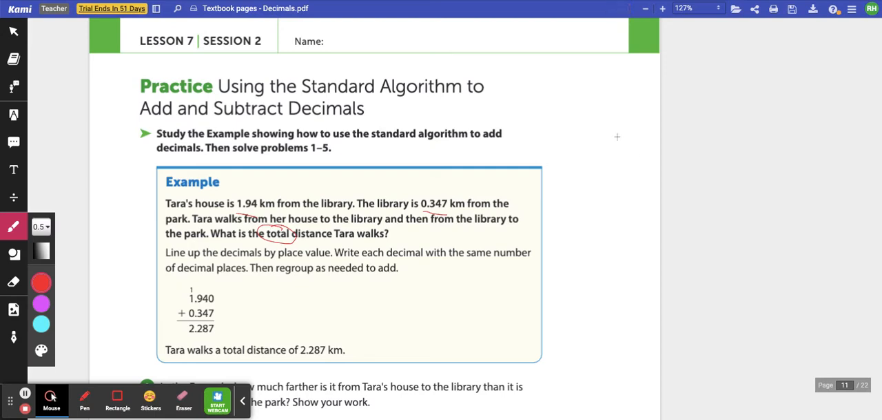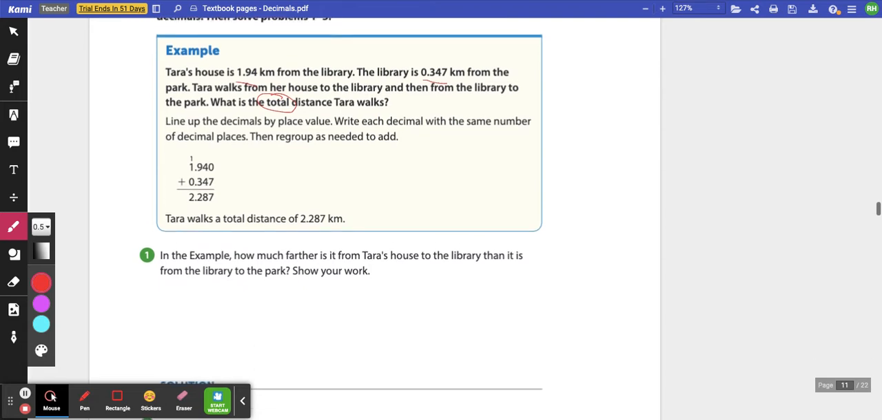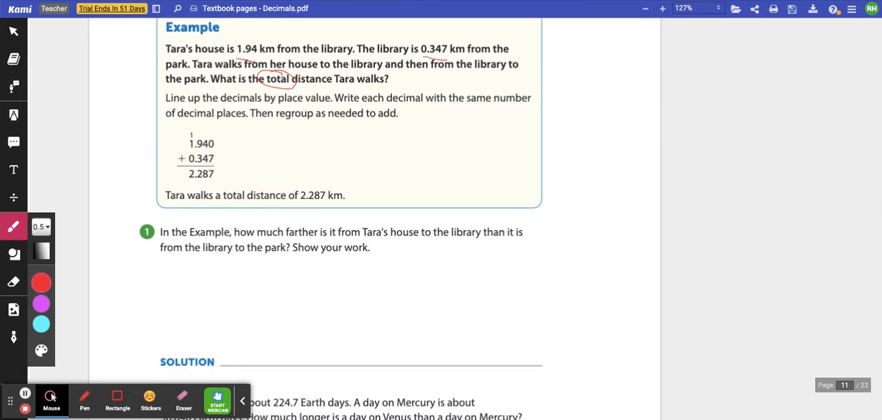Lesson 7, Session 2, we're adding and subtracting decimals. In the example, Tara's house is 1 9400 kilometers from the library. The library is 347 thousandths kilometers from the park. Tara walks from her house to the library and then from the library to the park. What is the total distance that Tara walks?